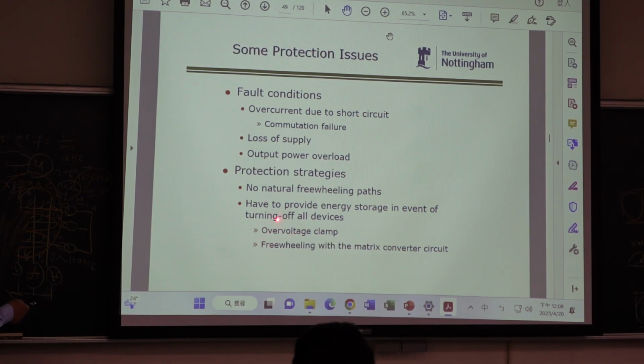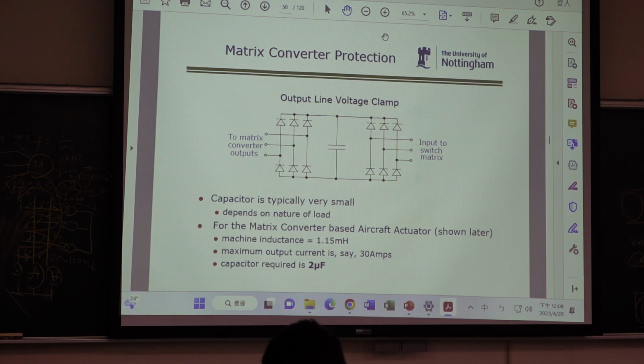So sometimes you need an over voltage clamp to avoid spike. So sometimes you need a freewheeling circuit. So how can you design this kind of protection circuit? So you say, oh, I have a good way. I put a diode. This is from output. This is from input. So if input has current, then it can go here to charge the capacitor. If output has a spike, then it can go here to charge the capacitor.